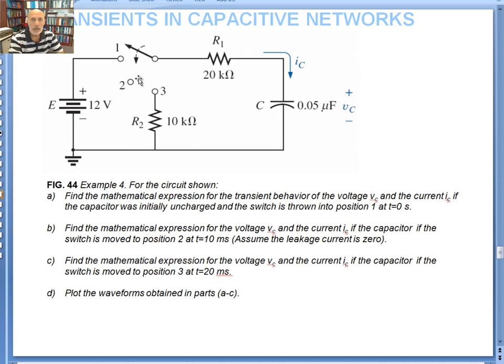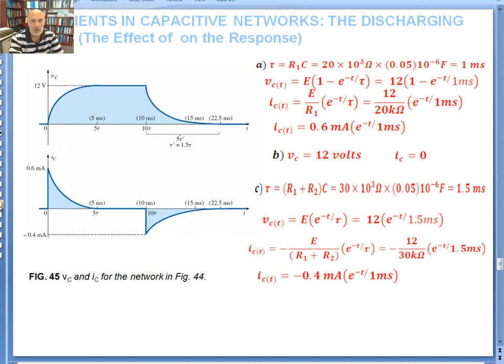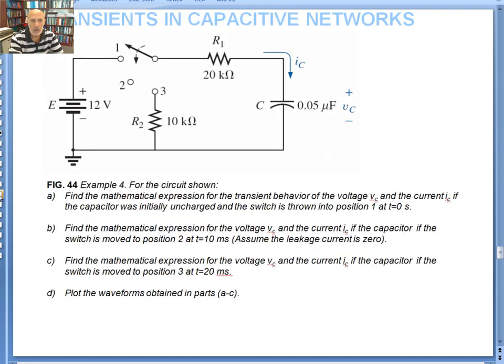So in order to find out exactly what's happening, you need to calculate the time constant. First you want to calculate the time constant, which is equal to R1 times C. If you look at the circuit, you're charging it up through R1 and discharging it through R2. So during the discharge cycle, the time constant is going to change.